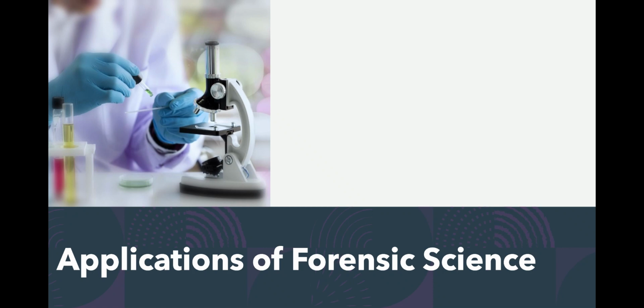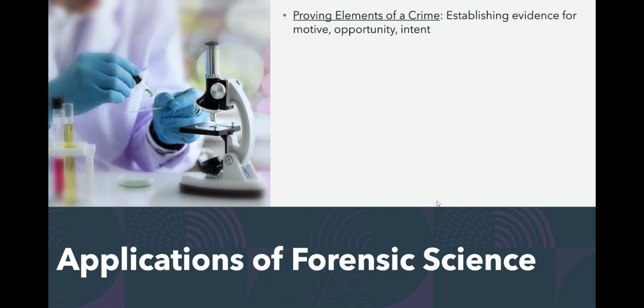Now, as for the applications of forensic science, first, it can prove elements of a crime. And here's what I mean by that. Forensic science helps establish the evidence to prove motive and opportunity and intent. So forensic scientists are really good at gathering evidence. And through the analysis of physical evidence, forensic scientists can provide crucial information to support the prosecution's case.